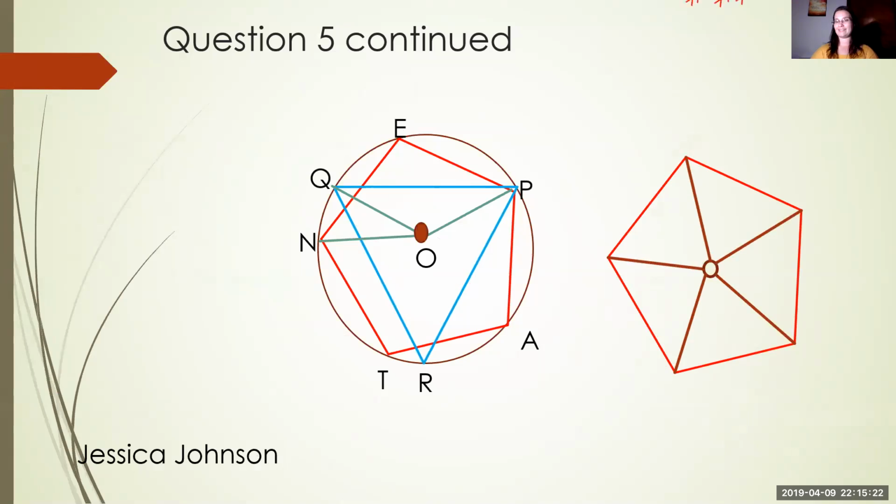Insert algebra, with each x equaling 72 degrees. 72 plus 72 equals 144 degrees. Therefore, the center angle PON of the pentagon equals 144 degrees. To figure out the degree of angle NOQ, take 120 degrees from 144 degrees, which equals 24 degrees.